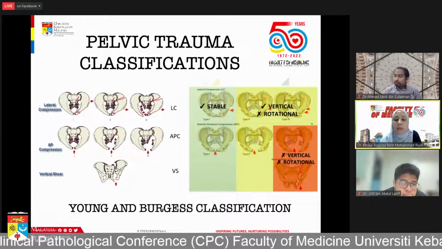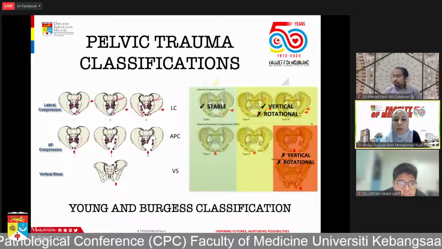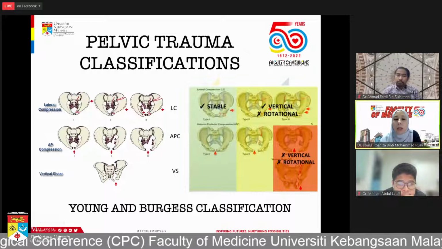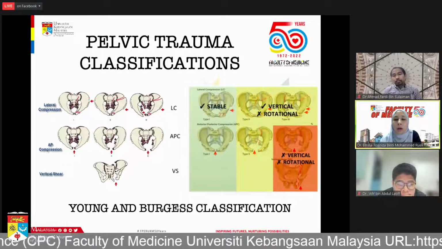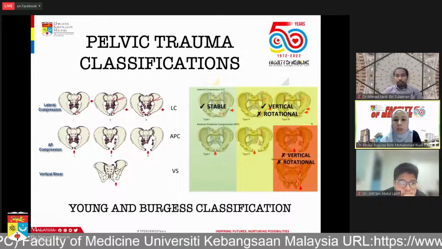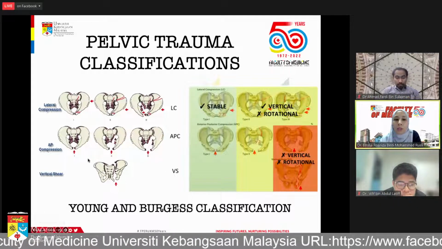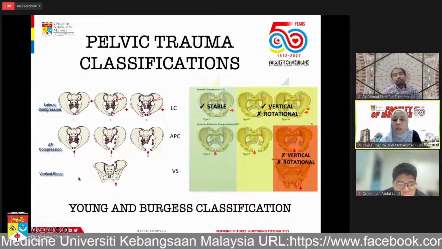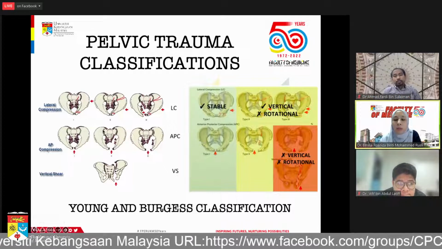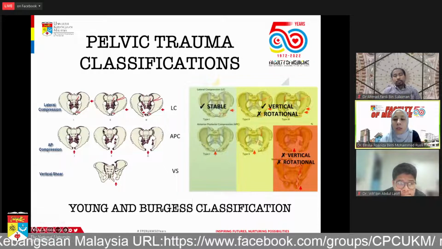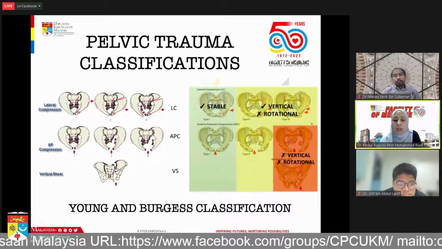Similarly, another classification that is commonly used is Young and Burgess classification. This classification uses the mechanical force to categorize the fractures. There is lateral compression, AP compression, as well as vertical shear. So again, the stability of the fracture depends on the degree of vertical and rotational stability.